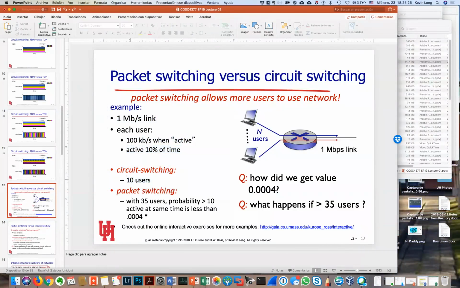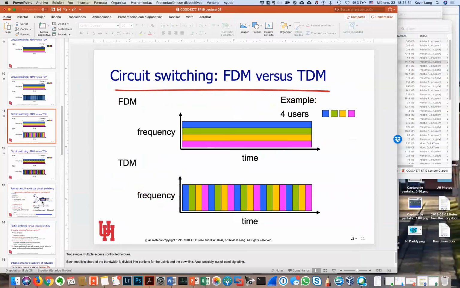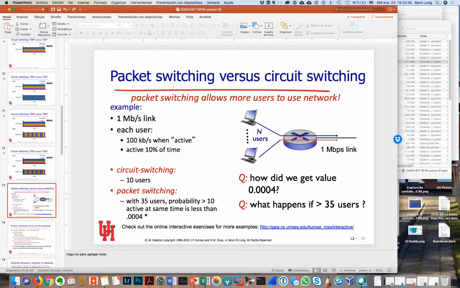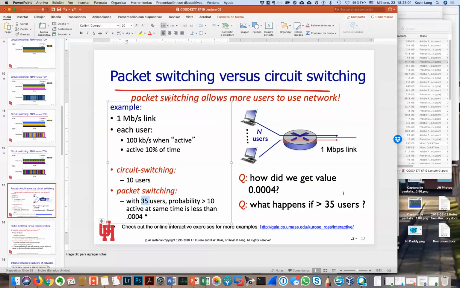So even when each of those users is idle and not doing anything, I'm locked into this scheme where nobody else can use it. So I can only have 10 people on it at a time. But with packet switching, if you do a little bit of the math behind it, if you are willing to mess up and drop someone 0.0004, or 0.04% of the time, then you can fit 35 users on that same bandwidth that circuit switching could only fit 10. And you can get the same thing done.